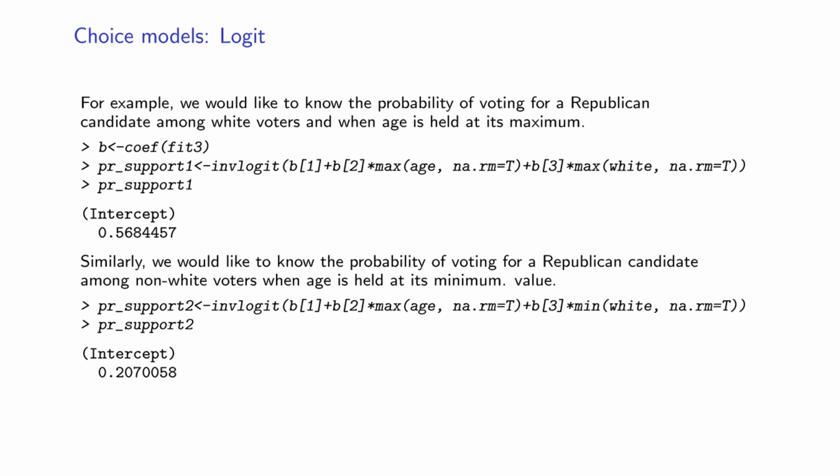And the predicted probability for old and white voters is roughly 57%. And the predicted probability of voting for a Republican candidate for old and non-white voters is roughly 21%. You can see that this is quite a sizable difference.